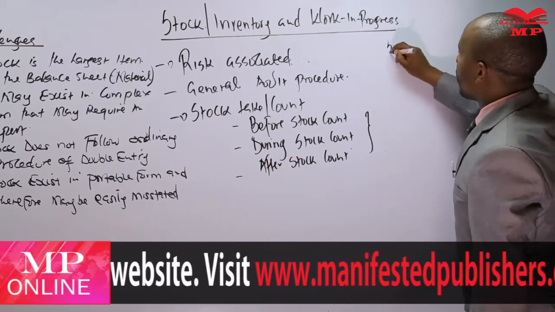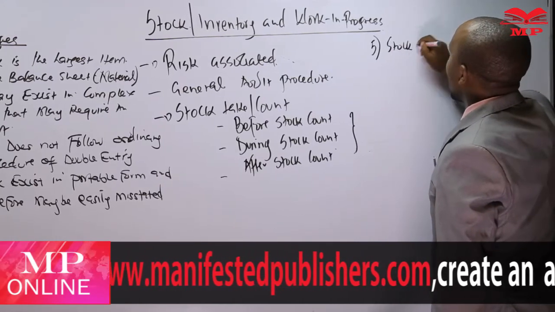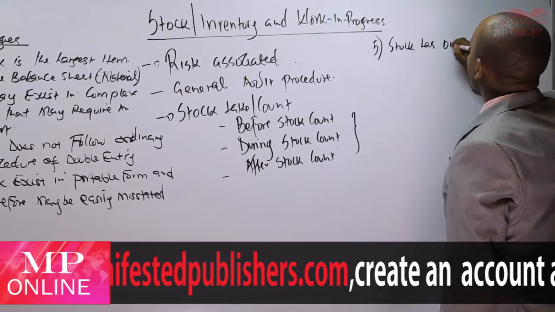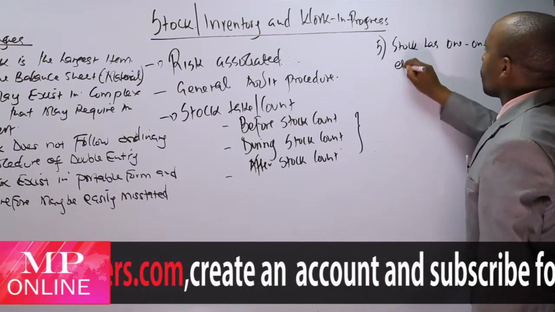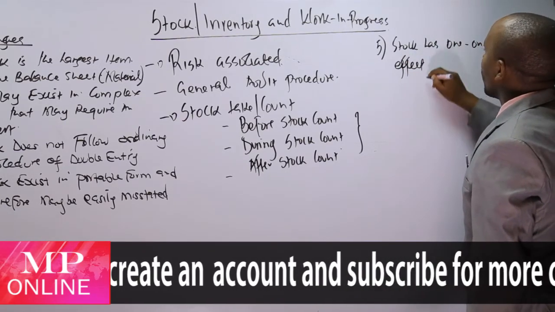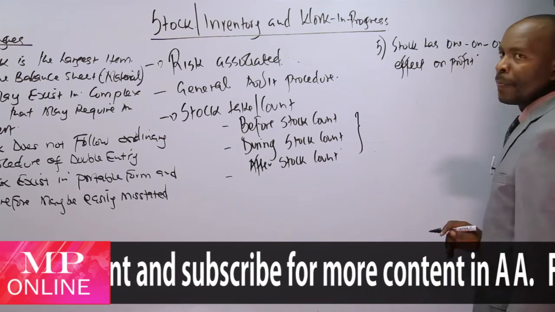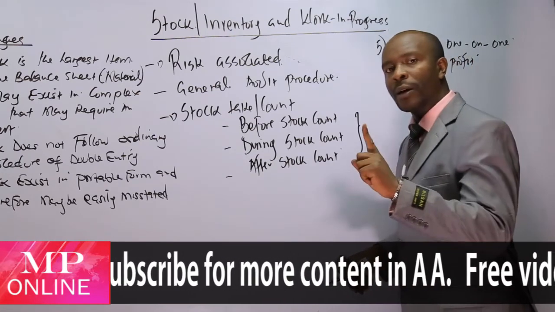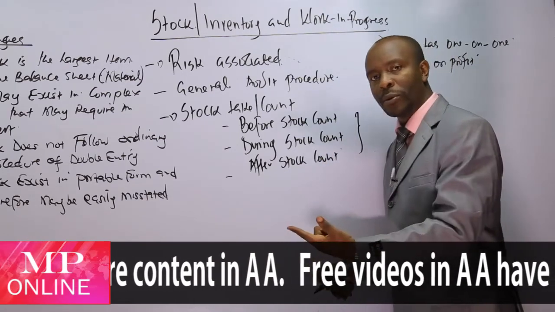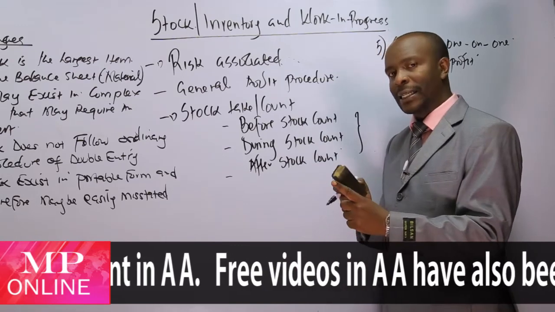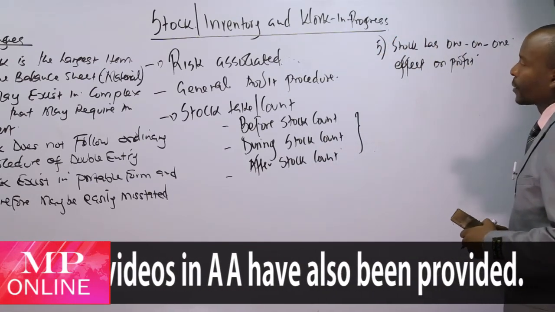I'll bring my point number five here and we'll say, stock has one on one effect on profit. What do we mean by this statement? It means if stock is overstated by $1 or 1 shilling, then it will overstate the profit by the same amount. It is the only item that has a direct relationship with what we refer to as profit before tax.